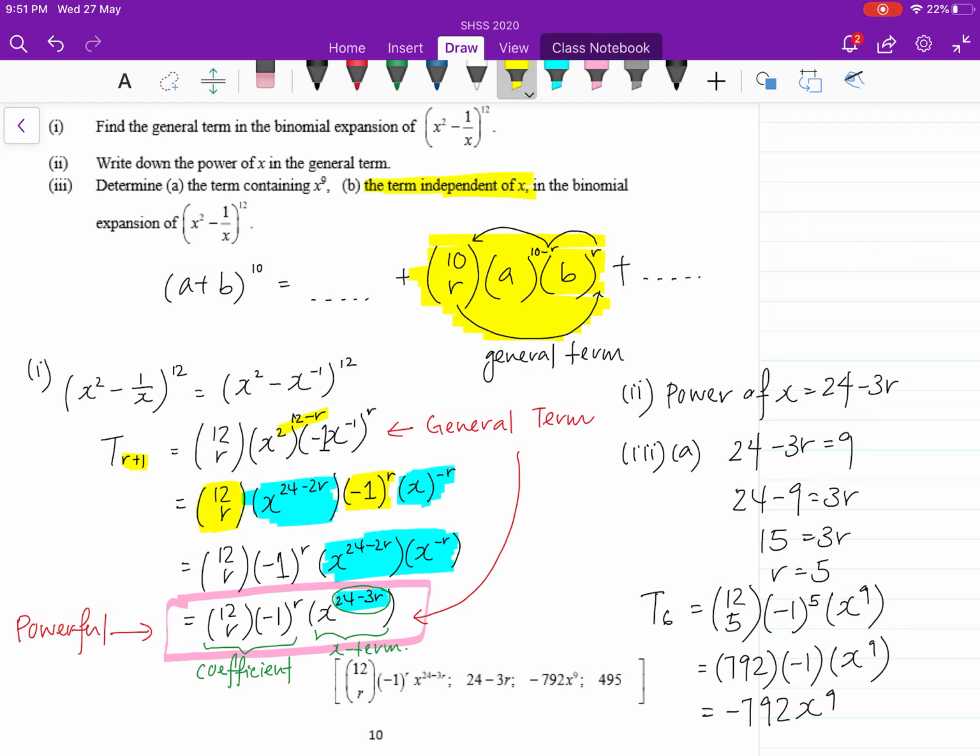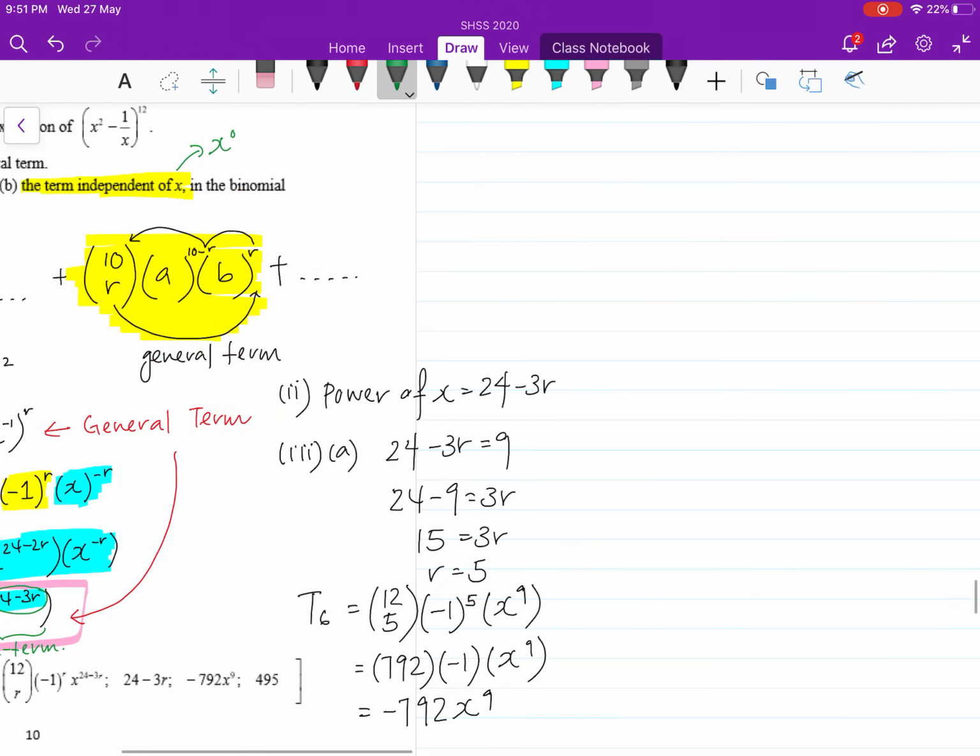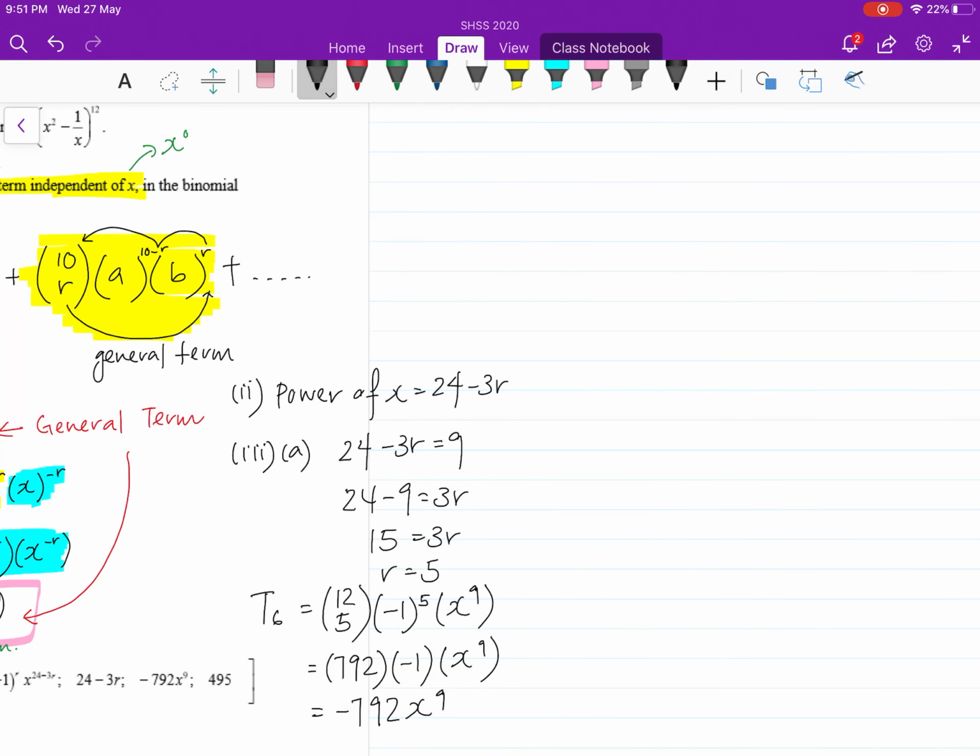Okay, the next part B, I want the term independent of x. Now, the term independent of x, what it means is x to the power of 0. I want x to the power of 0. So I just repeat the same working. So part 3B, 24 minus 3r, I just equate to 0. I get 24 equals to 3r, r equals to 8. Which means when r equals to 8, it's going to give me that term within the whole expansion that has no x in it, x to the power of 0 in it.